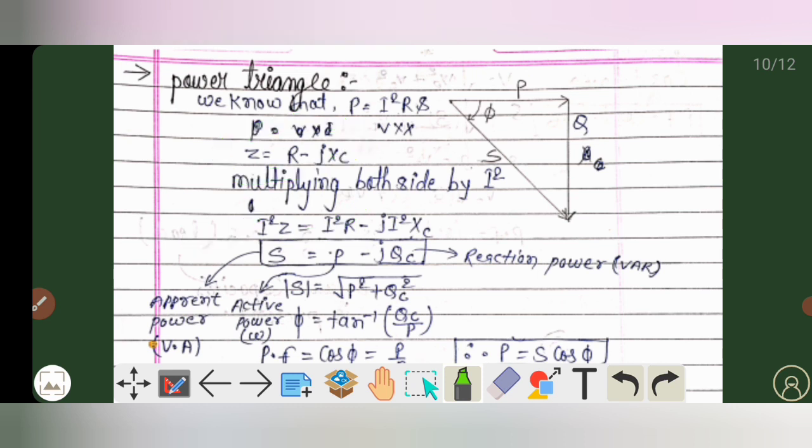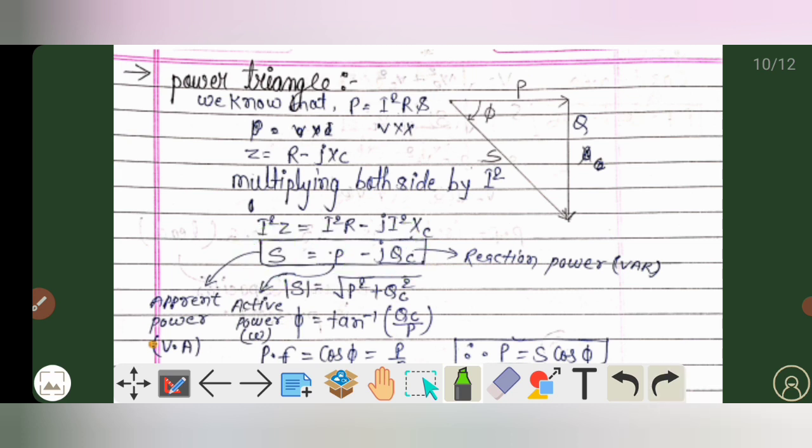Now we have given the name I square Z as S, and we have denoted I square R as P, and we have denoted minus j I square XC as QC. As you can see here, this is apparent power, this is active power, and this is reactive power.